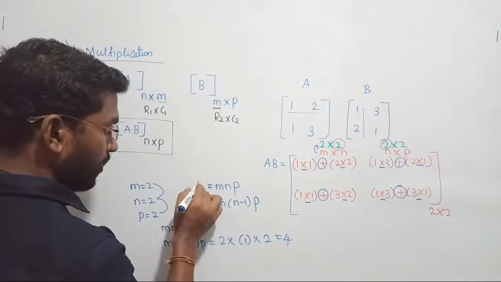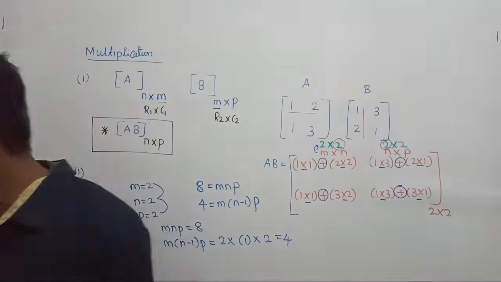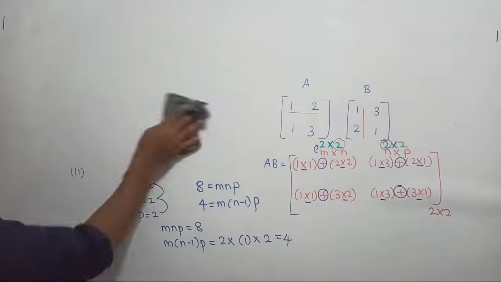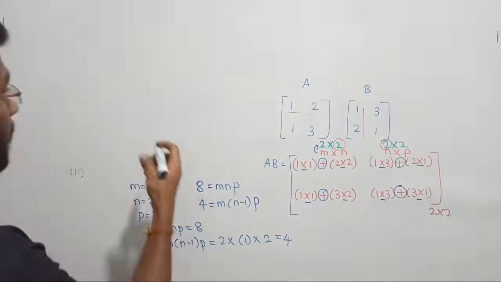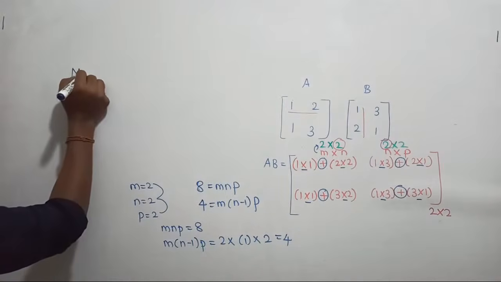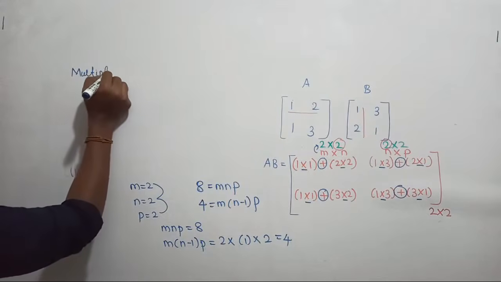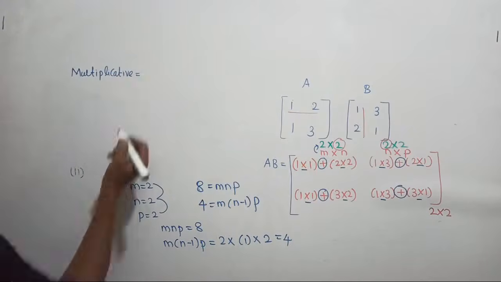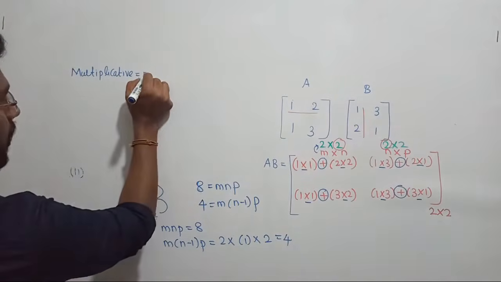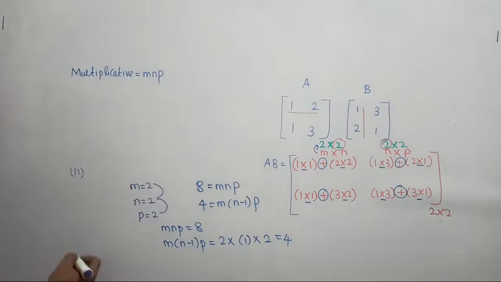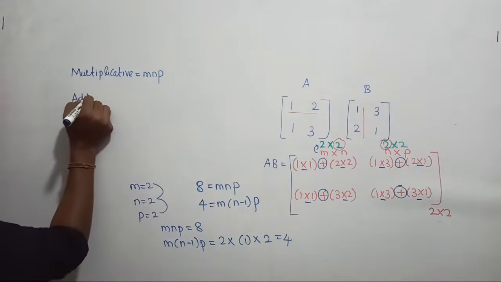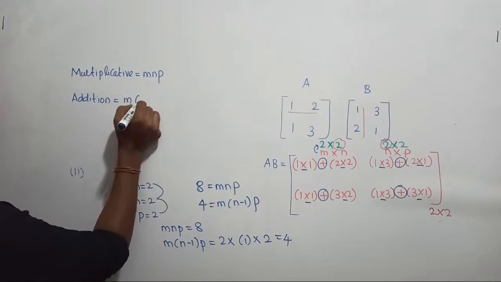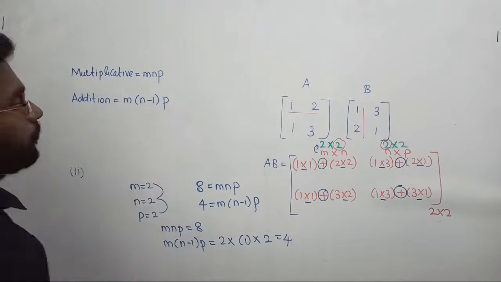So the conclusion is, okay, let me write this one. So finalized, the answer is: the number of multiplications for any matrix multiplication should become equal to m into n into p, whereas the number of additions, generalized, I am generalizing these things, should be equal to m into n minus 1 into p. Do you agree with me?